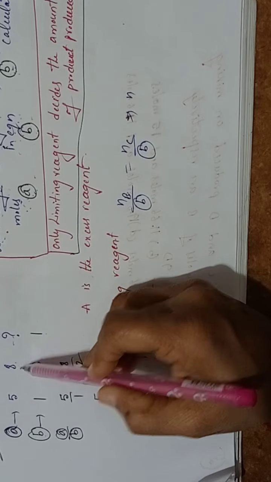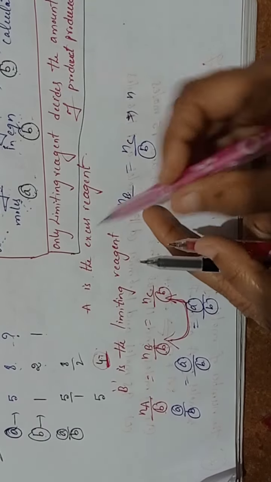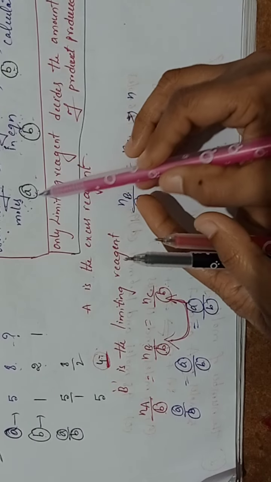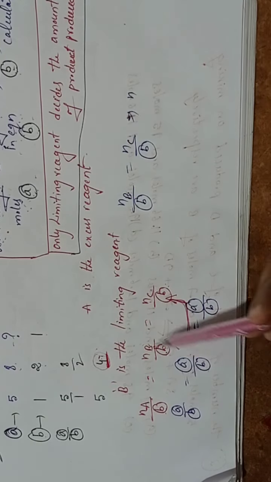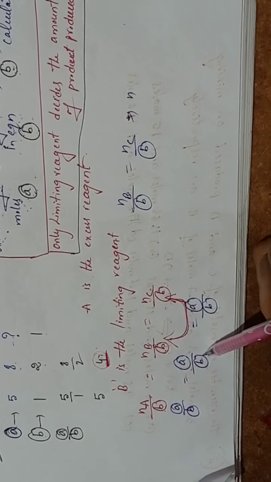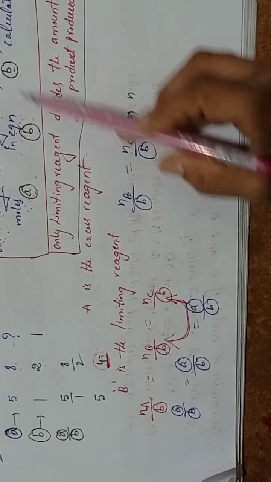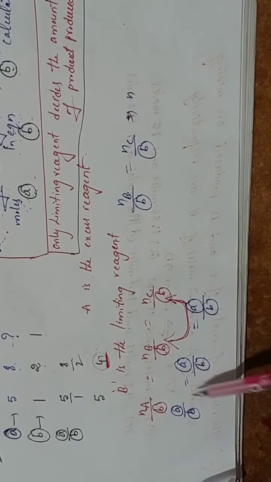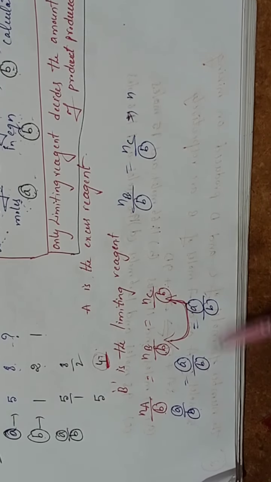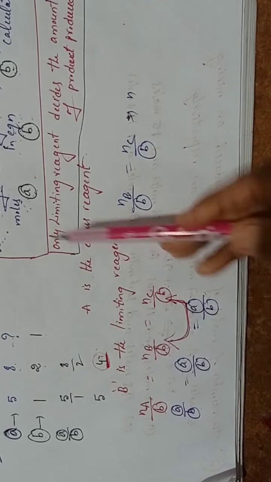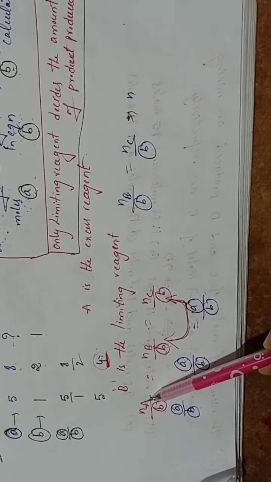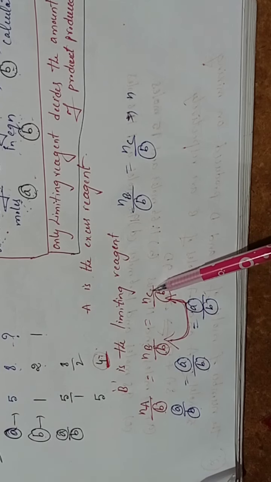Here, 8 by 2. Correct? Here, number of moles of B. What are we taking? A by B. So this is A, B, and again I am doing A by B here also. A is the given number of moles: A number of moles, B number of moles, C number of moles.